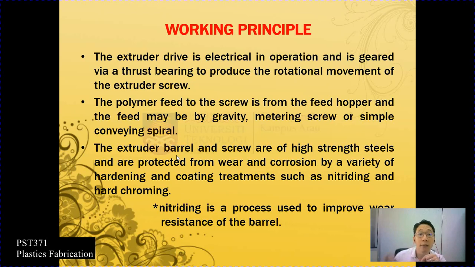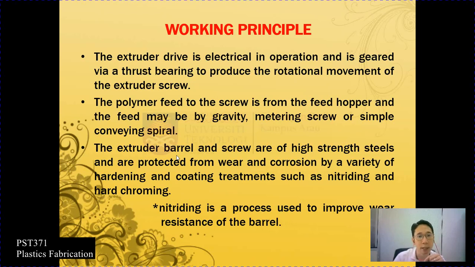Okay, some of the extruder barrels and screws need protection. Coated. Okay, coating by nitriding or hard chroming. Why? Okay, like I said earlier about the rubber mat. The rubber mat, although it is not made from rubber, it is made from plasticized PVC. Okay, so high amounts of plasticizer will produce a very elastic PVC. Okay, so PVC has a corrosive nature.